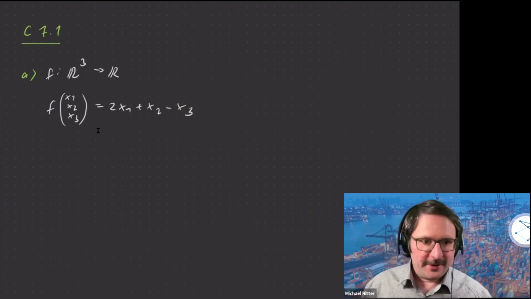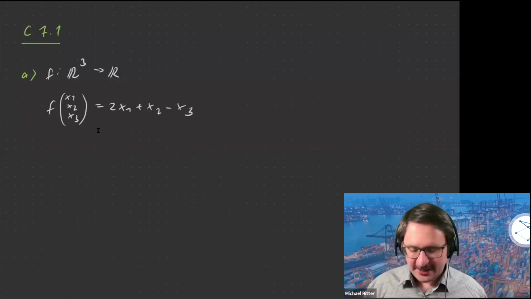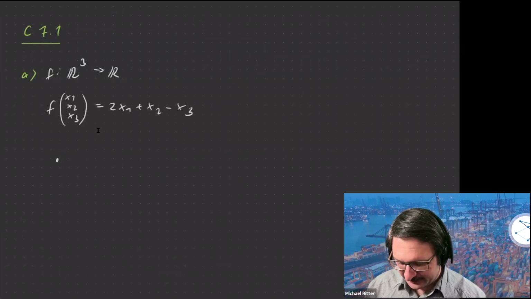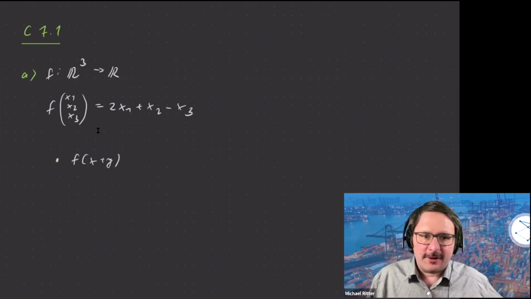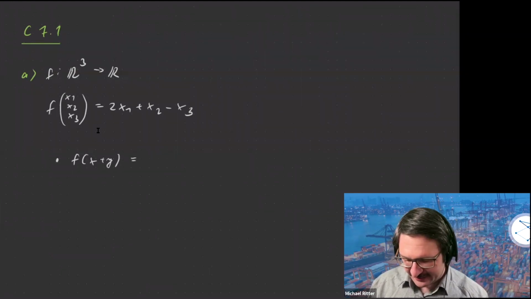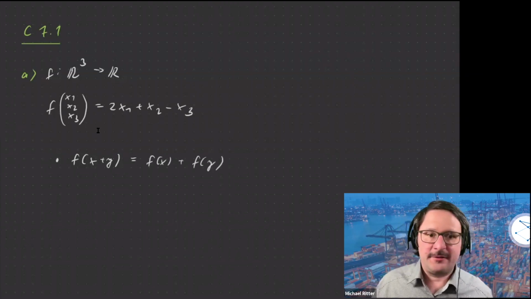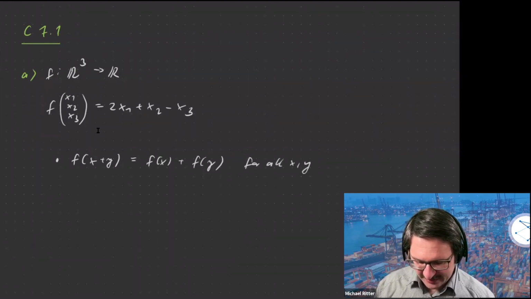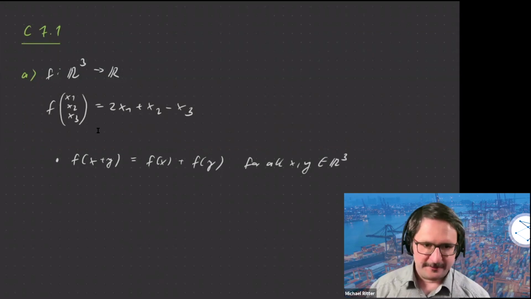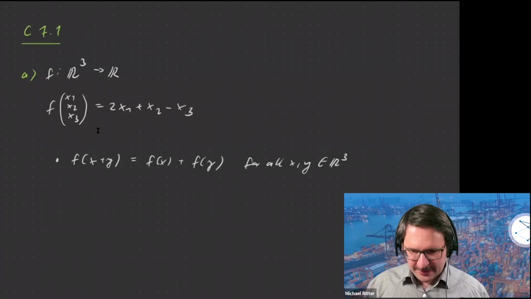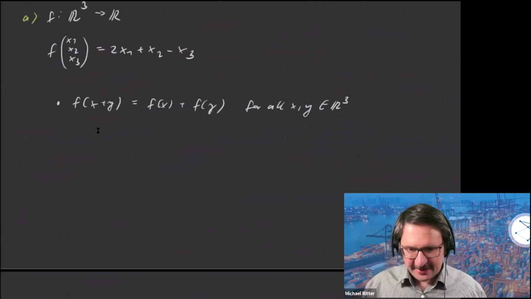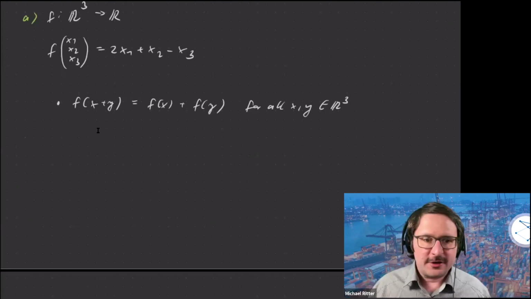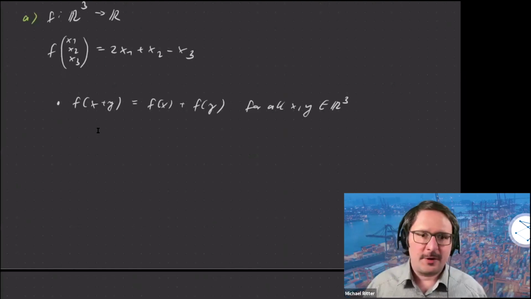So for a linear mapping, there are two properties that we need to check. The first one is f of x plus y. So if we take the sum of two vectors and then apply f to that sum, that is the same as applying f separately to x and to y, and then taking the sum of the results. And that needs to hold for arbitrary x and y in the domain, so here in R3. Okay, so what we're doing is we just take arbitrary x and y and substitute that into the function definition to check whether this property holds or not.